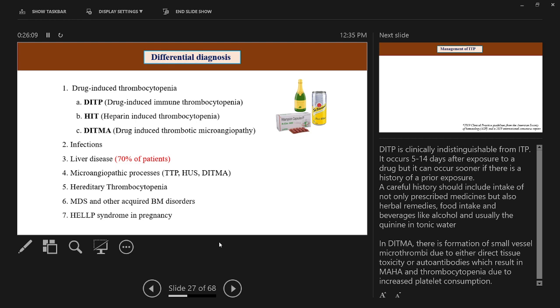Then there is heparin-induced thrombocytopenia, which will be a whole separate lecture. Then drug-induced thrombotic microangiopathy, which is similar in presentation to TTP and HUS. Then there are certain infections, as I have highlighted, and liver disease. Almost 70% of the patients with liver disease actually have thrombocytopenia. There could be other microangiopathic processes like TTP, HUS, and DITMA, hereditary thrombocytopenia, MDS, and the other acquired bone marrow disorders, and HELLP syndrome in pregnancy.